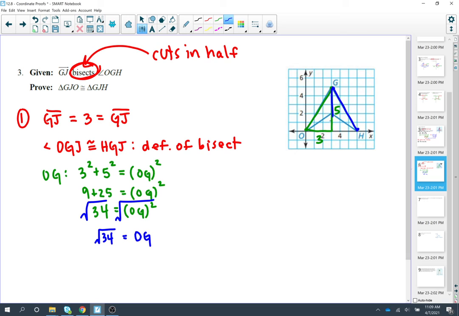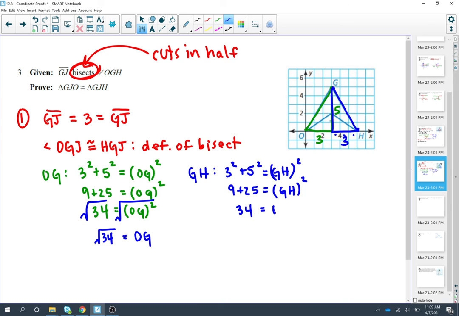Now we have to find GH. In order to do that, I'm going to drop this down. I'm going to drop this over. I'm going to count 1, 2, 3. That's 3. This is 5. So for GH, we're going to have 3 squared plus 5 squared equals GH squared. This again should look very familiar. So we're going to have 9 plus 25 equals GH squared. That again is 34. And then we're going to take a square root. So we can see that GH is also the square root of 34.